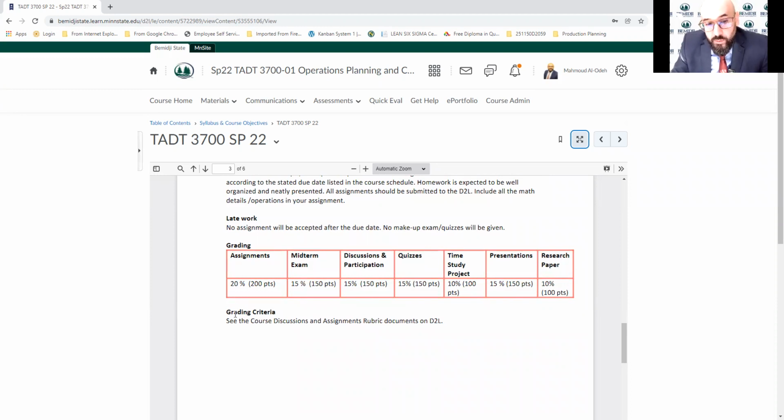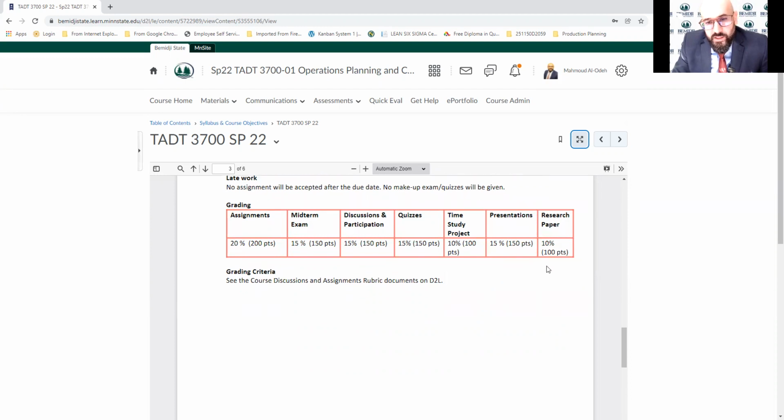Assignment will be assigned 20% on assignments, 15% assigned to midterm, 15% will be assigned to discussions and participation, 15% on quizzes, 10% on the time study project. Presentations, you have 15% on presentations and 10% on a research paper.